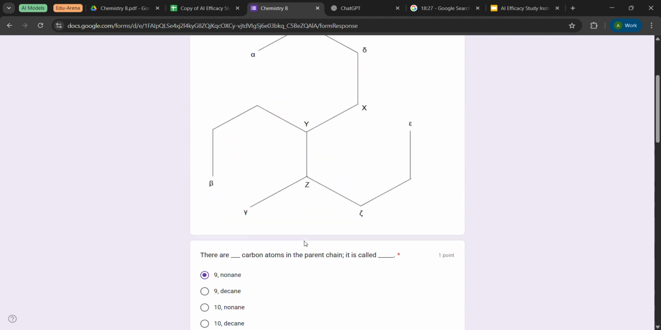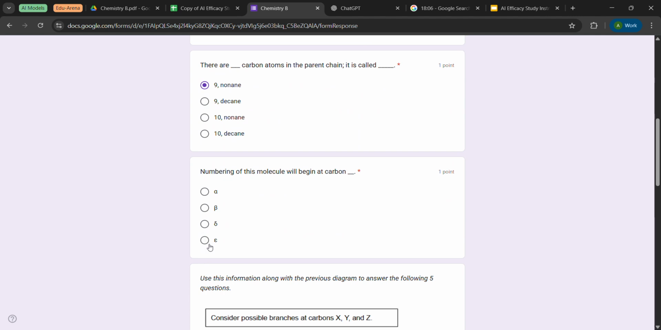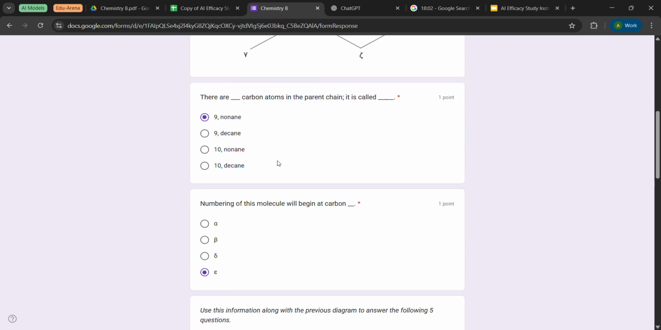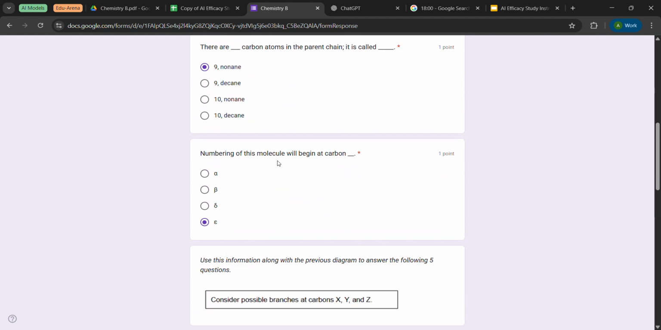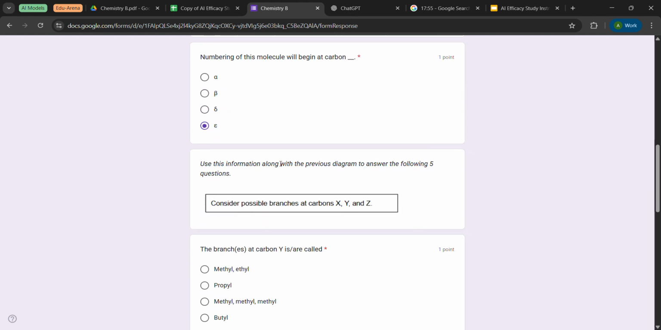Numbering of this molecule will begin at which carbon? Okay, so 1, 2, 3, 4, 5. So this is the longest parent chain, and the side chain on the branches, they are close to this epsilon instead of alpha. So I'm guessing that epsilon should be a closer guess. I mean, it's just logic. I don't know if this is correct or not, but still.